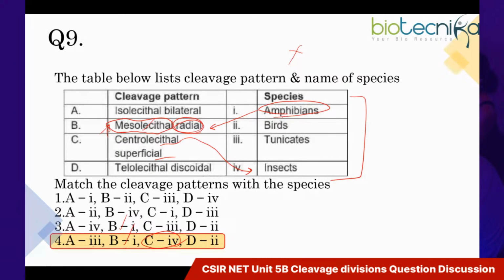Then A will be 3, isolecithal bilateral. It is in tunicates, and D will be 2. That is telolecithal discoidal. This will be in the case of birds.